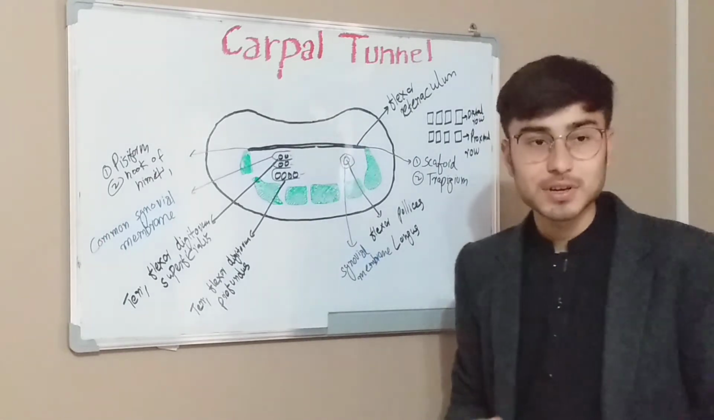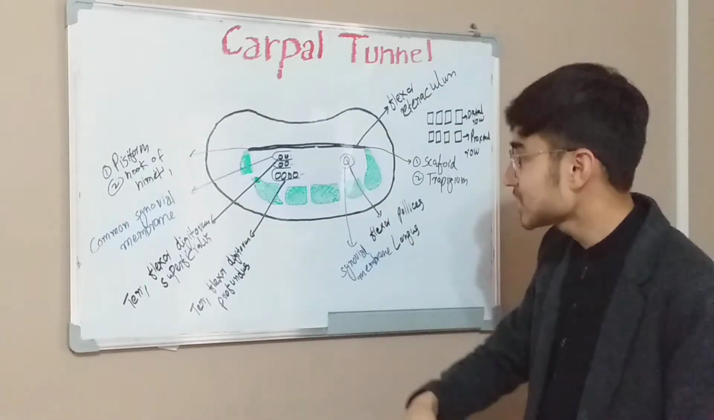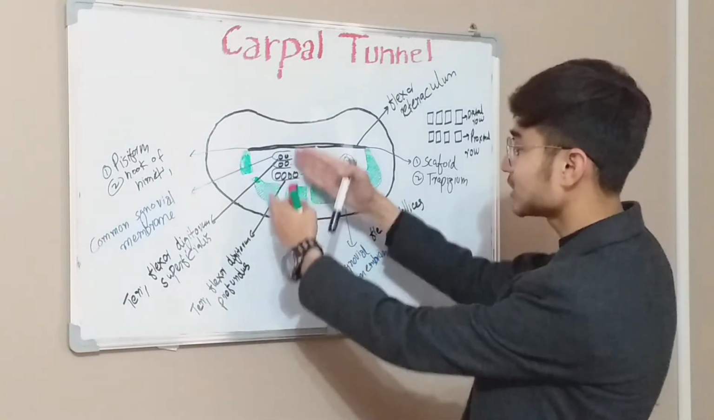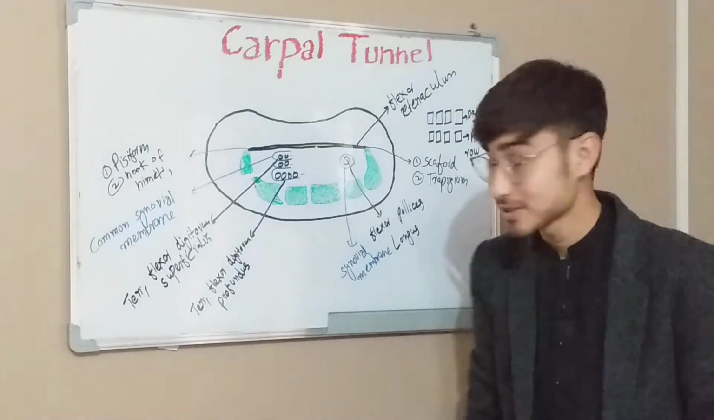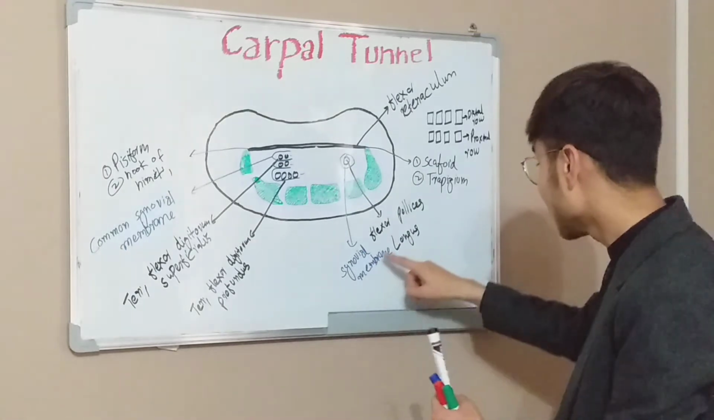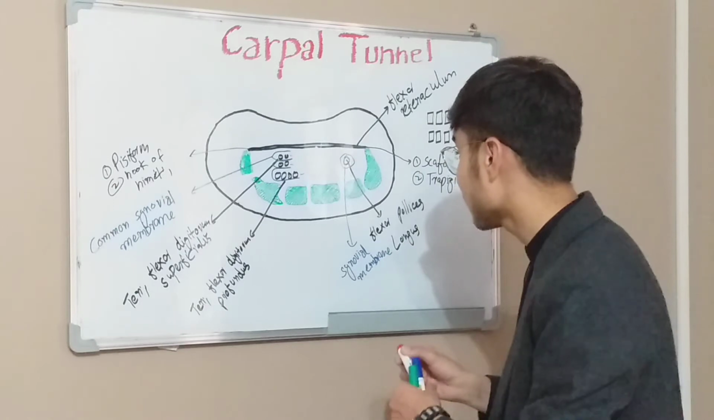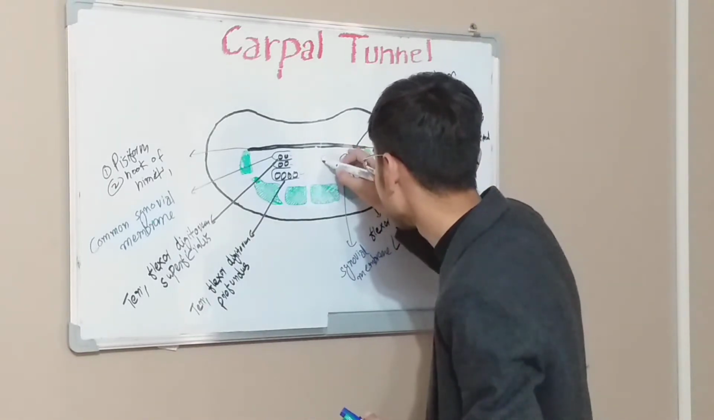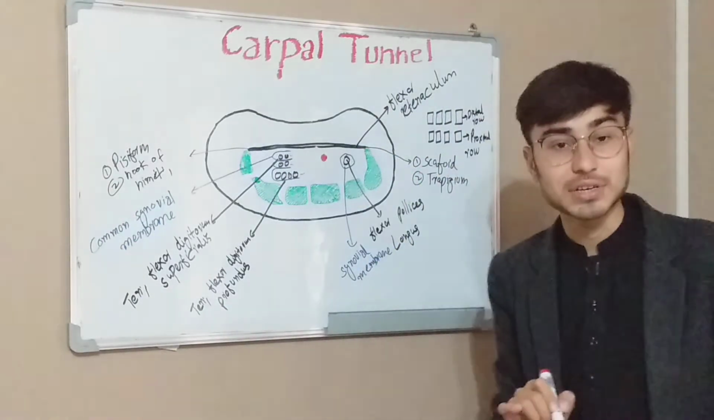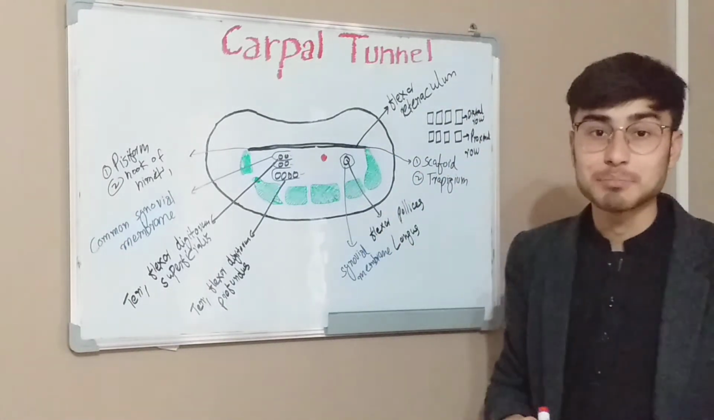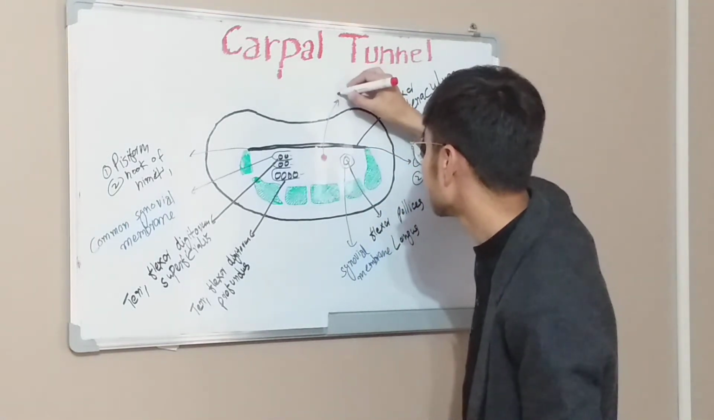Now we have a nerve that is passing through the carpal tunnel, right? And the location of this very nerve is lateral to the tendons of the flexor digitorum superficialis and the flexor digitorum profundus, and medial to the flexor pollicis longus tendon, right? So somewhere here we have this very nerve, and this very nerve is called the median nerve.